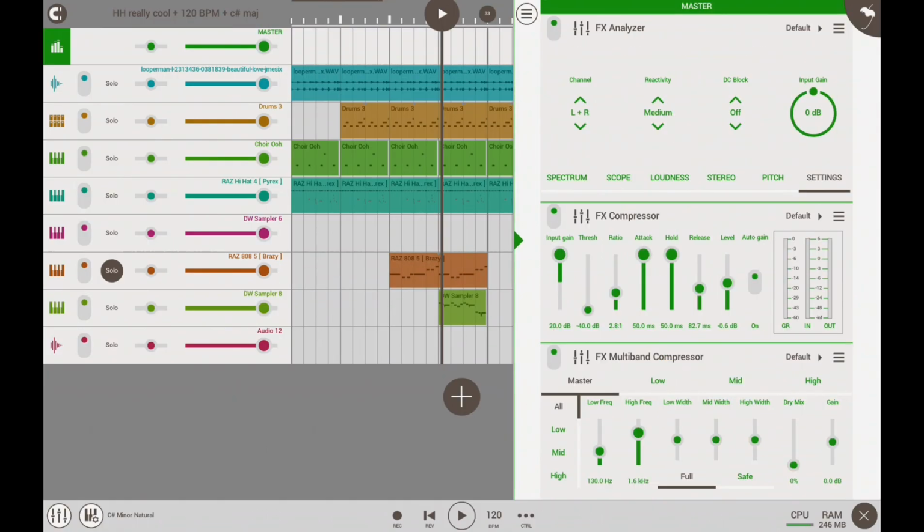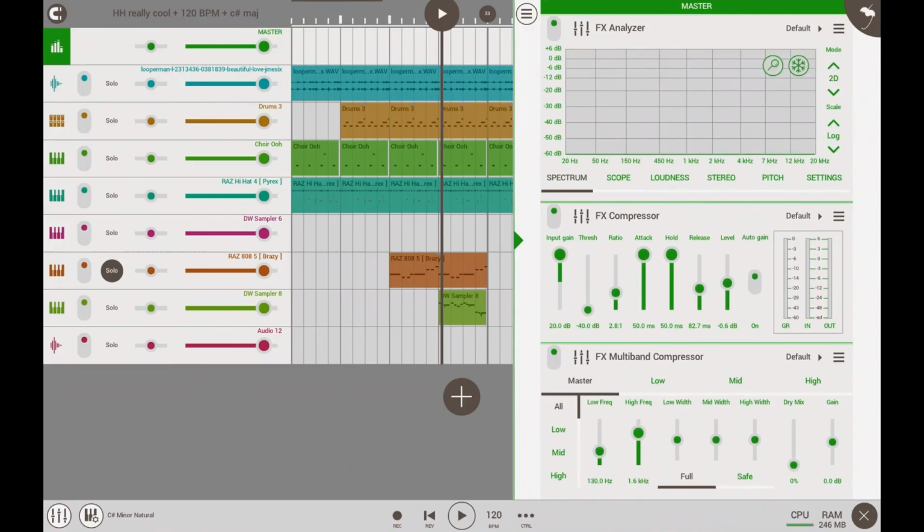So now I want to check what is happening on my FX analyzer, because like I said, on the bottom side of the spectrum we have the 20 hertz. From the left side going to the right side we have 50 hertz, 150 hertz, 450 hertz, 1 kilohertz, 2 kilohertz, 4K, 7K, 12K, 20K. So going to the right, okay. And I say the left side is the low of the instrument, of the sound that we're using.